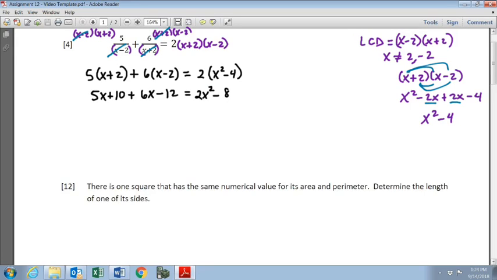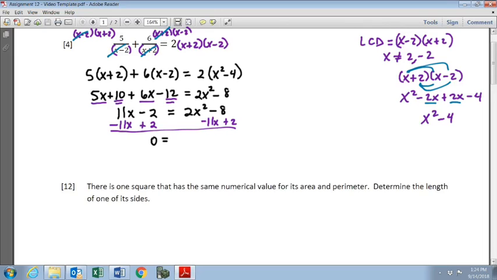So we still have some simplifying to do, so let's combine our 5x and 6x. You get 11x. And the 10 and the minus 12, that's going to give you negative 2. And let me just rewrite the right side. So this is a quadratic equation. So we're going to want to get 0 on one side and everything else on the other. So I'm going to subtract 11x and add 2 to both sides. And that's going to get me 0 on the left.